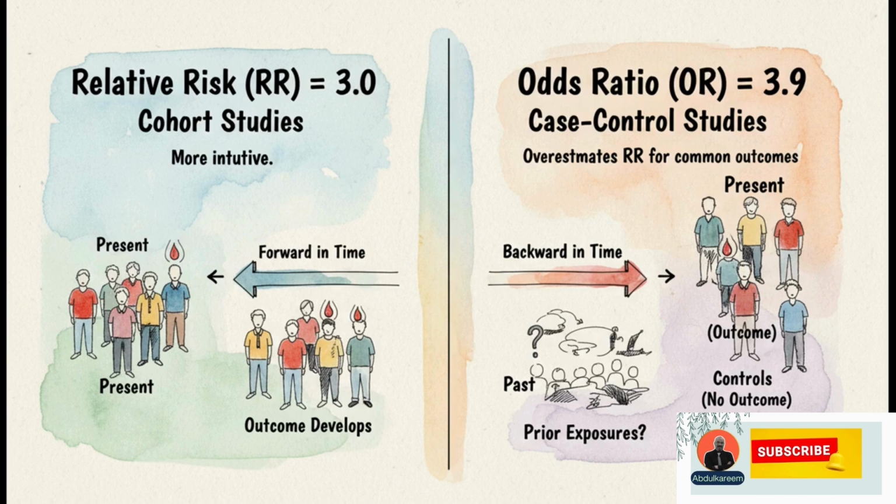Basically, you use them for different kinds of studies. Relative risk is great for when you follow people forward in time in what are called prospective or cohort studies. But the odds ratio is what you have to use when you're looking backwards in time, like in a case control study. And here's the key thing to remember. The odds ratio almost always overestimates the relative risk, especially if the outcome you're studying is pretty common.